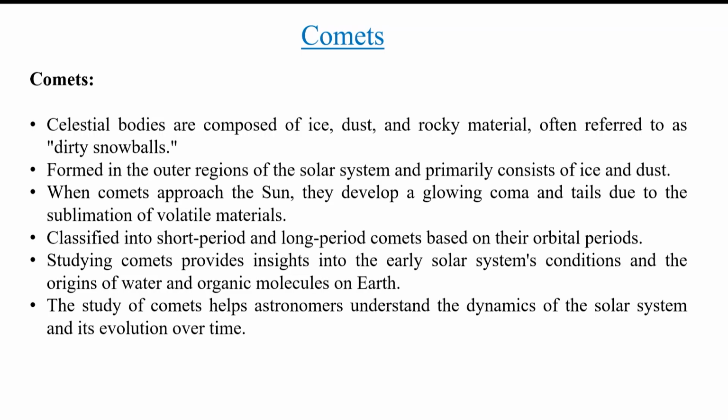Definitely they are formed in the outer regions of the solar system, and primarily they consist of ice and dust. Now again, if I refer to the original concept of the solar wind, you can see that the lightest or least dense material is still present in the outer edge of the solar system. So, when comets approach the sun, they develop a glowing tail or coma due to the sublimation of volatile materials. They are again classified into short period and long period comets based on their orbital periods.